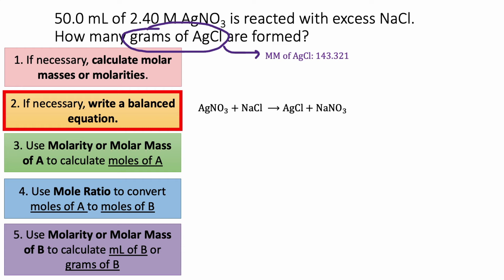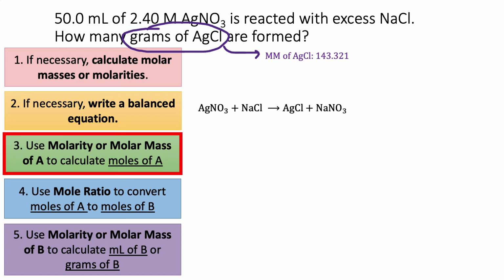I think we did one in class, and I gave you the balanced equation there. Step 3 then is to use the molarity or molar mass of A to calculate moles of A. What is A? It's what we know, and what we know is we have 50 mL of 2.40 molar silver nitrate. So we're going to look for molarity and volume.